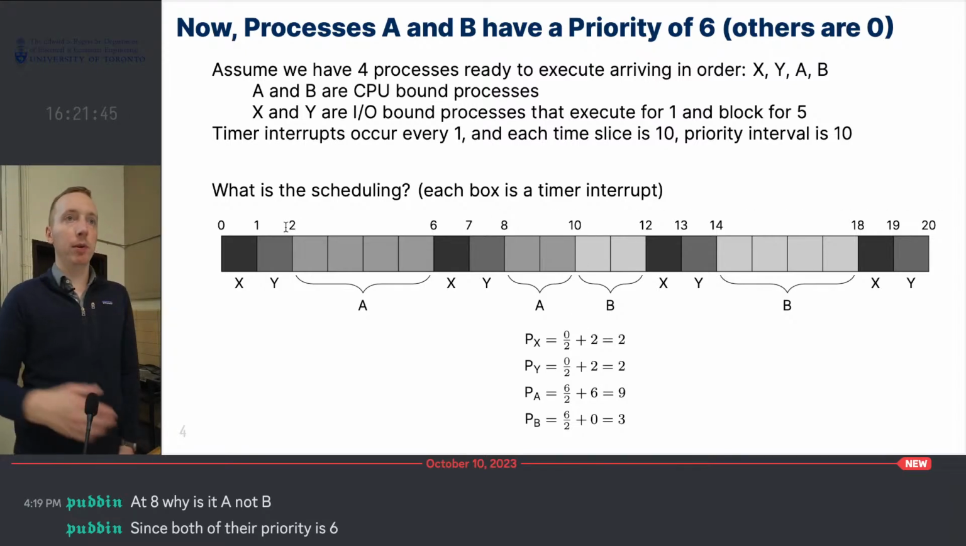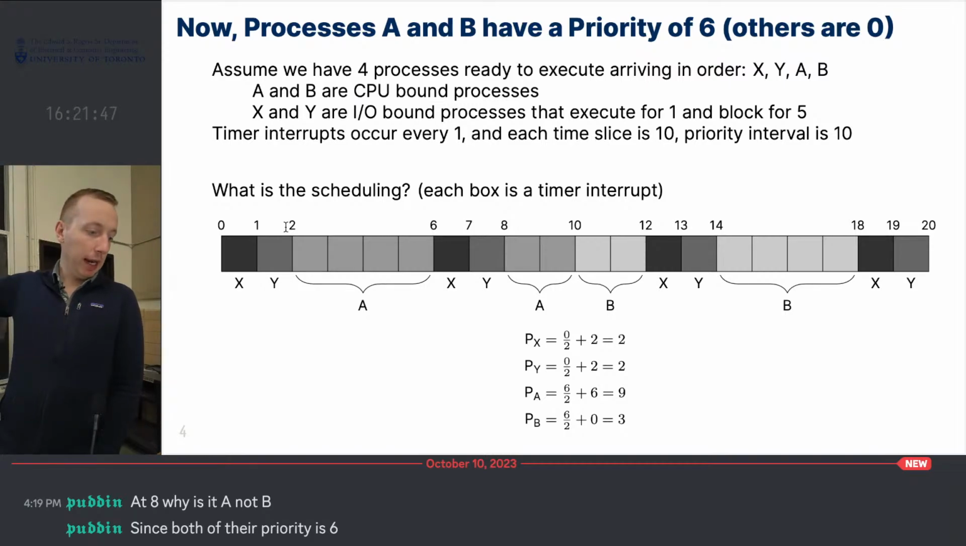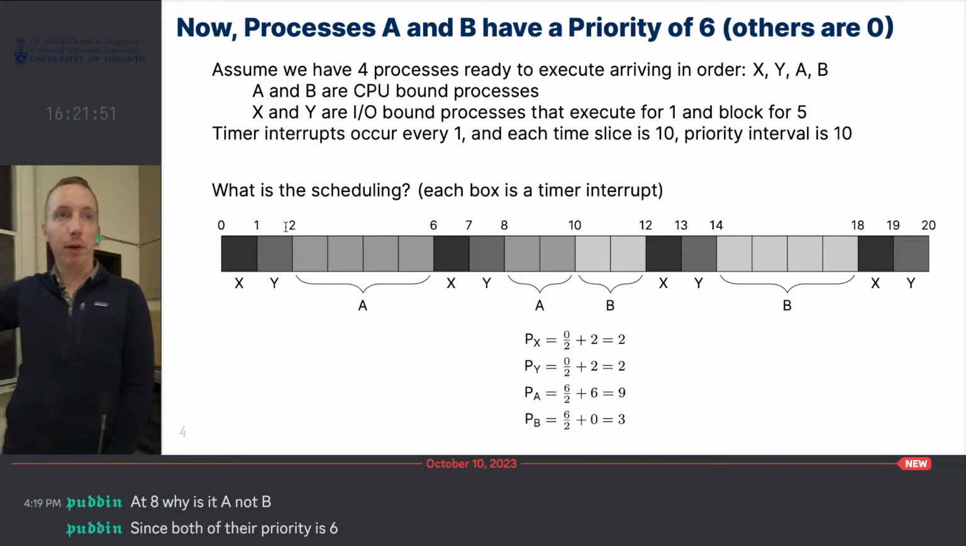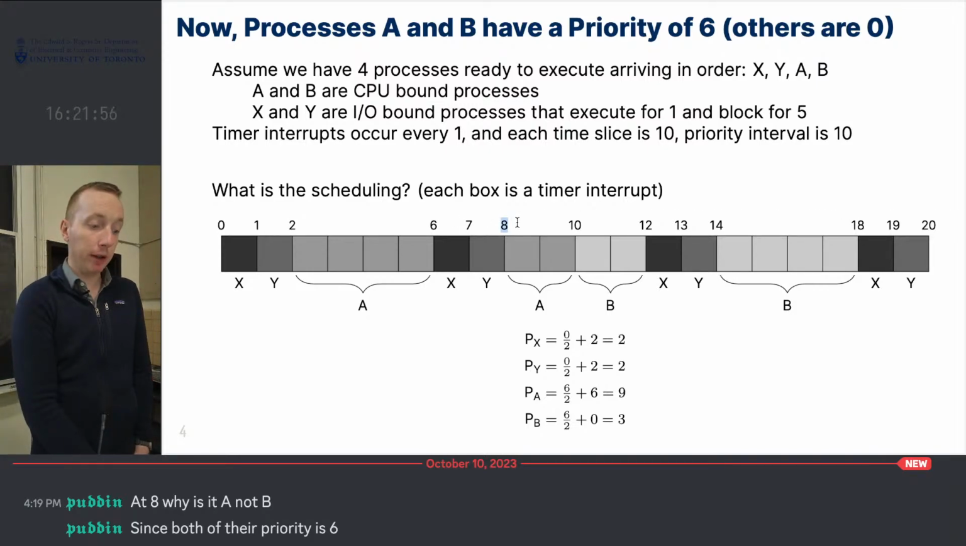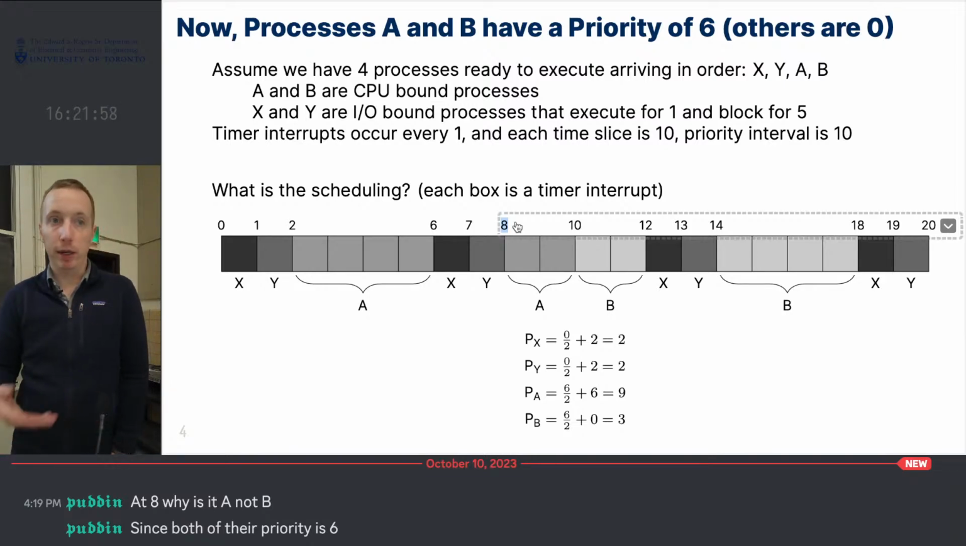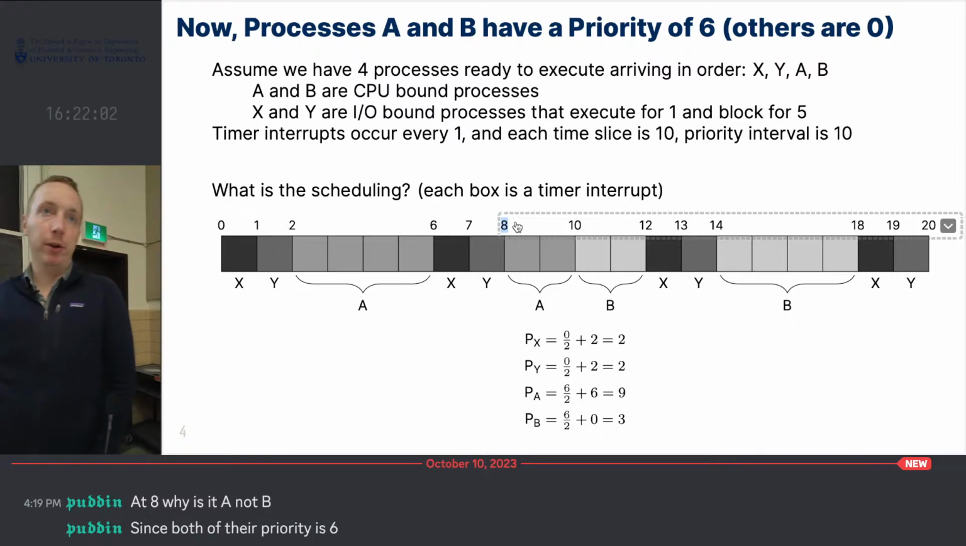So at time 2, whenever we scheduled A, A and B were tied in priority, and A arrived first, so we picked A. At time 8, we didn't recalculate the priorities. We can only run A and B. They're tied for priority, so we went to arrival order. A came first.